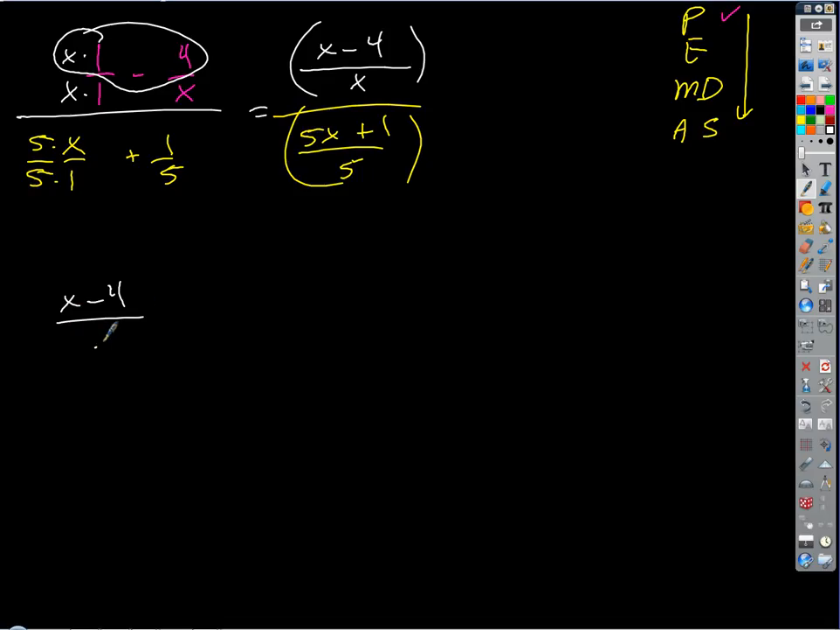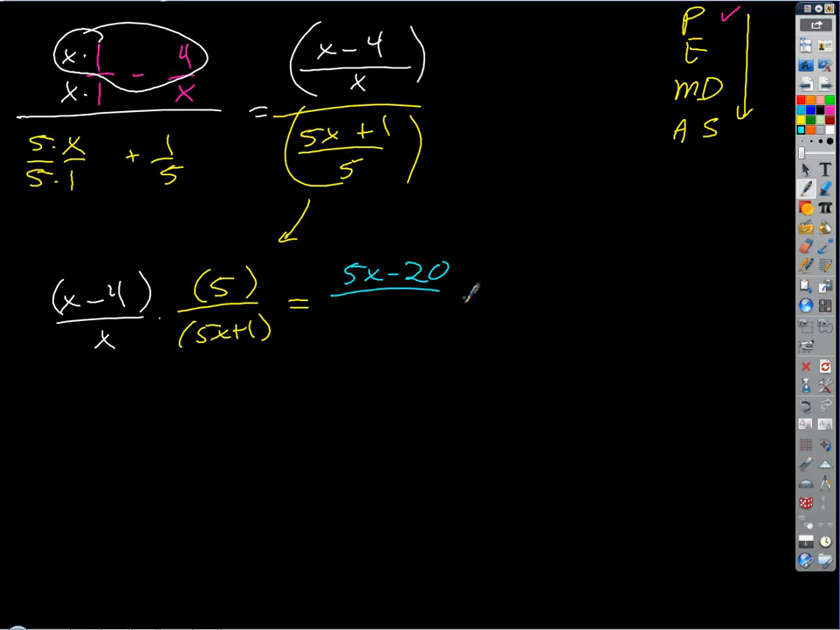So x minus 4 over x times 5 over 5x plus 1. If I multiply that out, what do I get? If I distribute the 5, what do I get? Yeah, good. 5x minus 20. If I multiply the x through, well, 5x squared, good, plus x, if I take the x and just distribute it to each part.